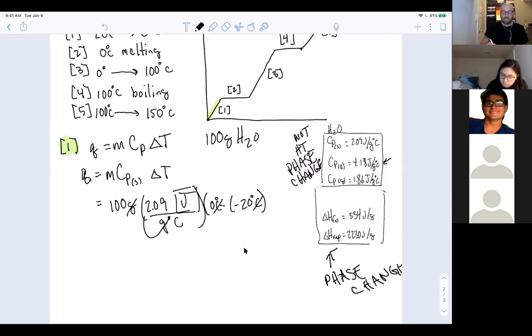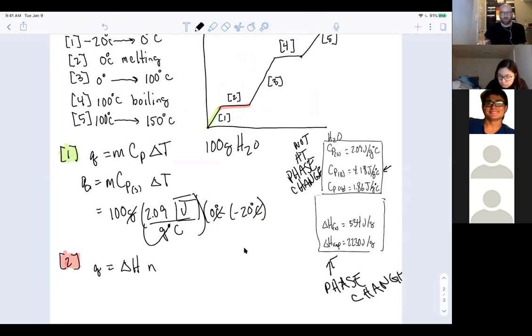So then we get into the second leg of this, which is we're at the phase transition. Okay, so here we don't really think about this in terms of heat capacity. Now we just use the other equation, which is just that Q is equal to delta H times N. And this problem actually gives a good one because it gets at what I was saying before, which is that it's not always N, it's not always the number of moles.